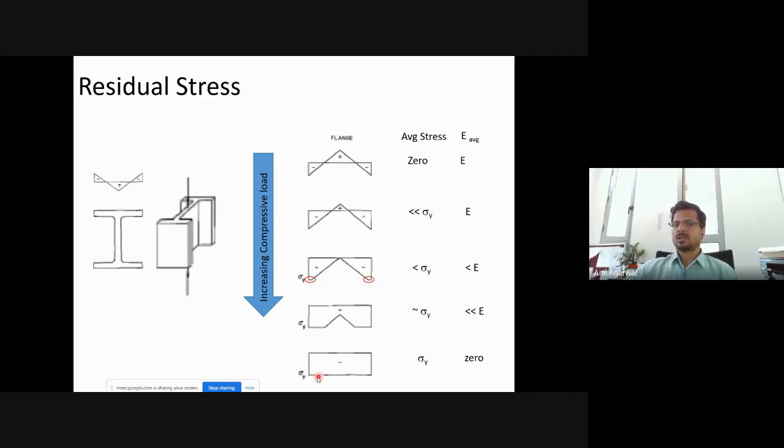What will be the Euler buckling strength of this column? The entire cross section has yielded, so it's 0, right? Because it's pi square EI by L square. Yes, good. So E is 0, so EI will be 0, and therefore you have 0 strength available, right? So just before the yielding point, you had reached the capacity, right? So that makes a lot of sense.